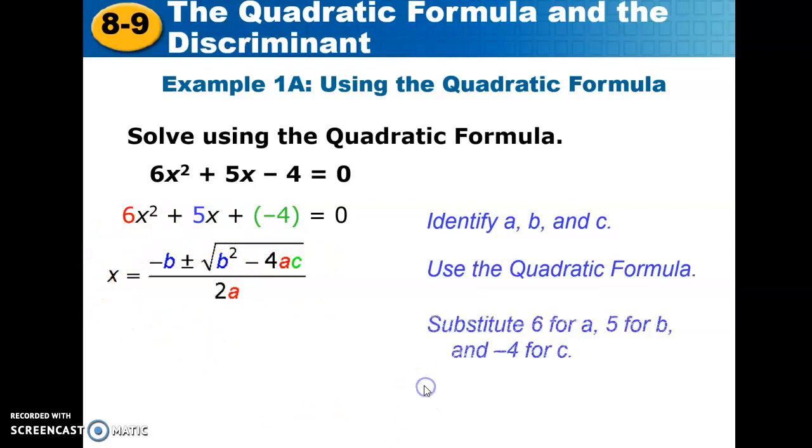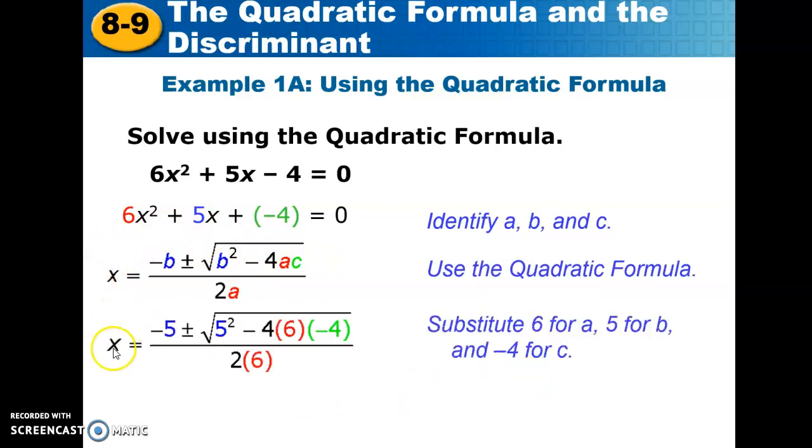Okay, so we're going to take negative 5 plus or minus the square root of 5 squared minus 4 times 6 times negative 4. By the way, this 4 and this 2, those are constants. They have nothing to do with what's up here, okay? This 4 and this 2 are going to appear in every single formula. Okay, and then we're going to divide that by 2 times 6.